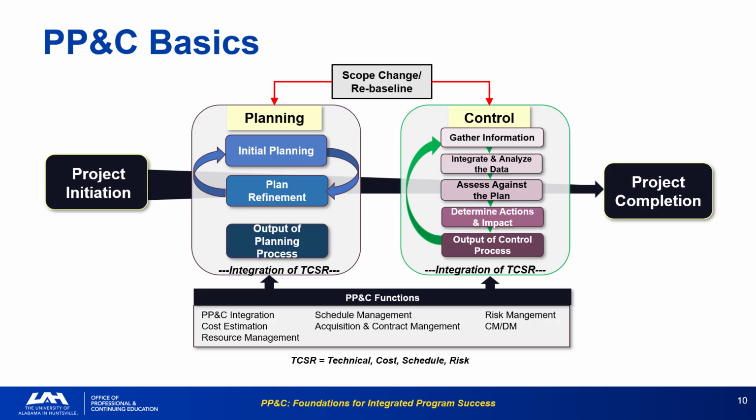We detail the core components of the PP&C function. The two phases, planning and control, are separated by the formal baseline, which is the output of planning. All PP&C functions, cost, schedule, risk, and the other items listed, must integrate to form a single project story. If your risk management and schedule management functions are not integrated, your baseline is not credible.